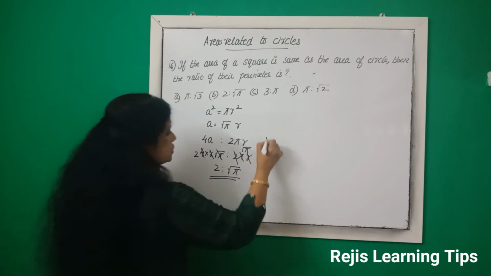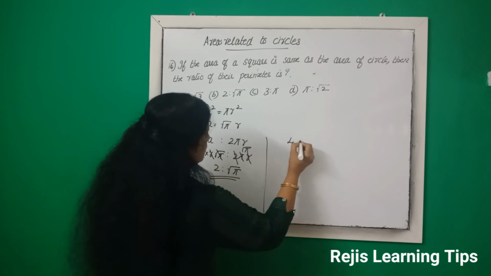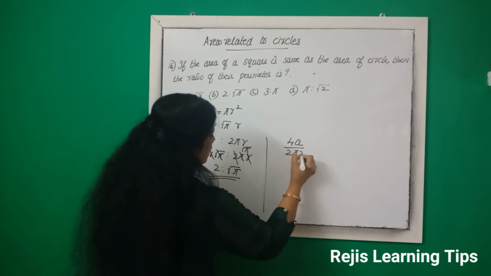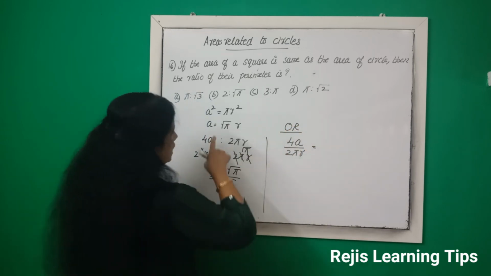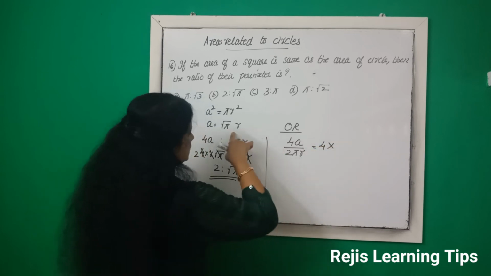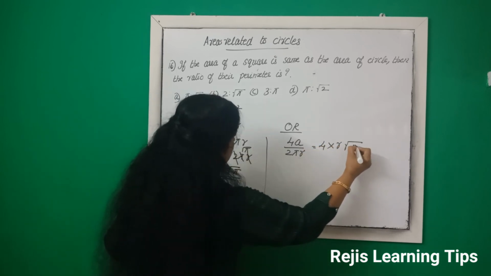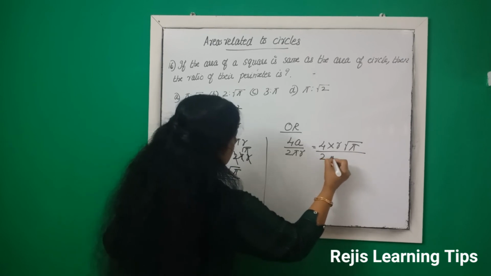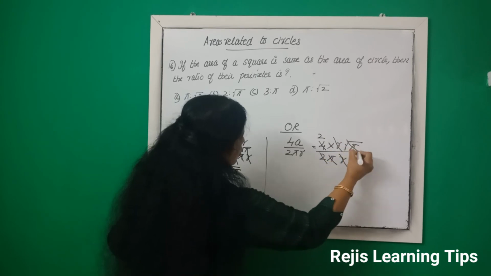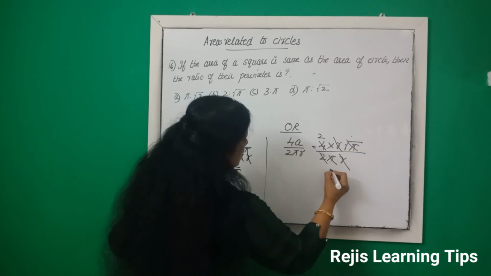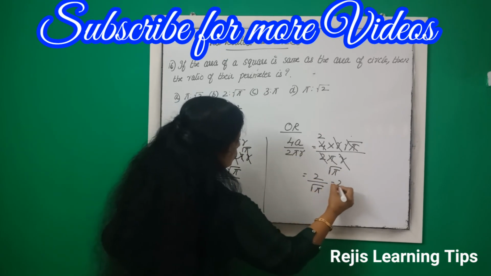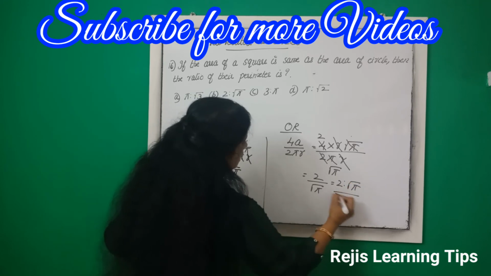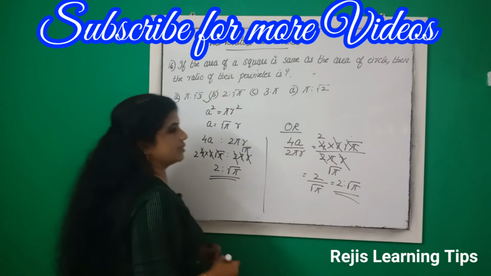Okay, otherwise we can do like this: 4a divided by 2 pi r, that is 4 into a, that is r root pi, divided by 2 pi r. We can cancel this r and r, 4 and 2, then pi and root pi, then we will get root pi. So 2 by root pi, that is equal to 2 is to root pi. Understood? So our option B.